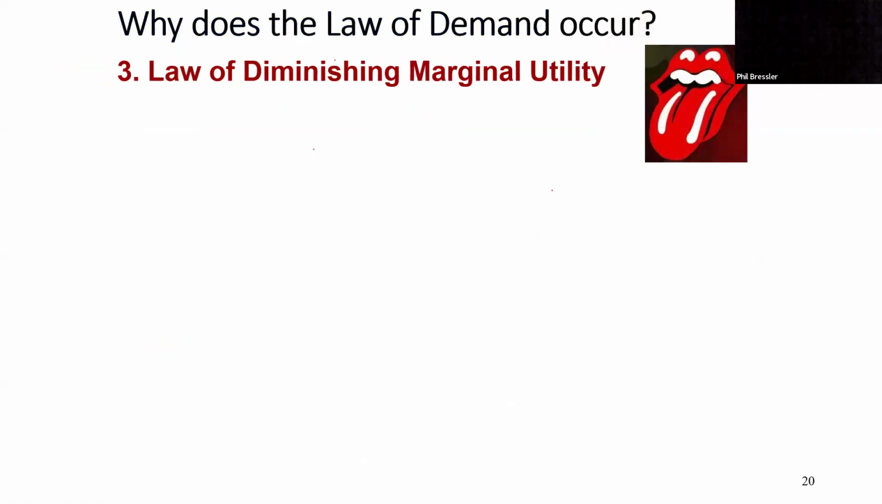The third thing is the law of diminishing marginal utility, which states, well, the first thing I should say, utility means satisfaction or benefit.